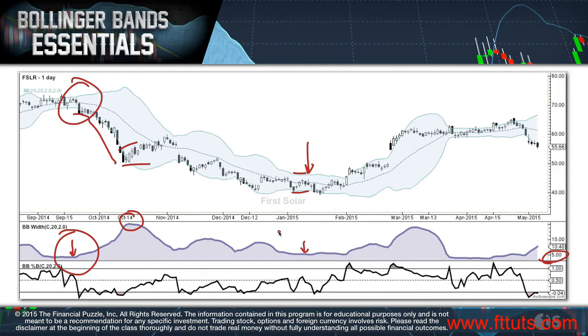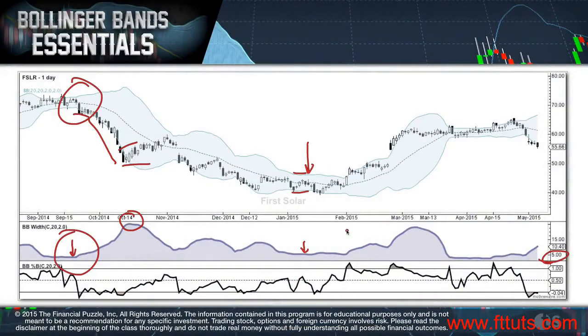You don't see that on the bands themselves. With the bands themselves, they both look like contractions. They both look like squeezes, but in the bandwidth, you can see the extent to how tight it really has squeezed down.